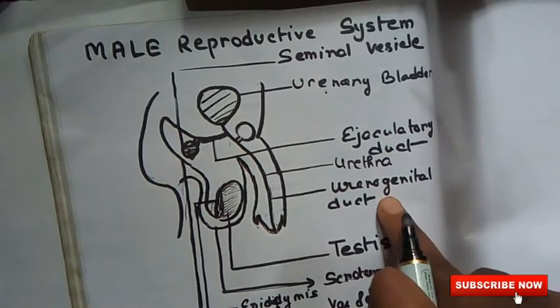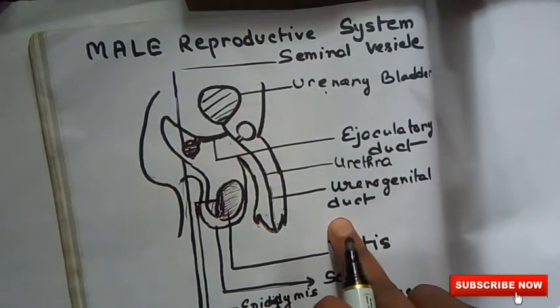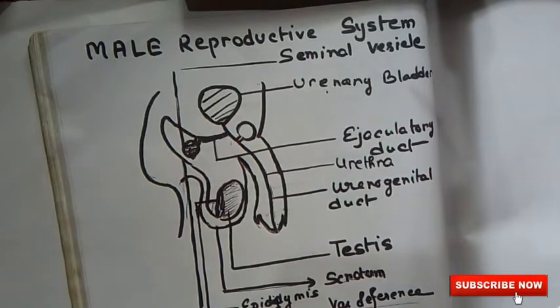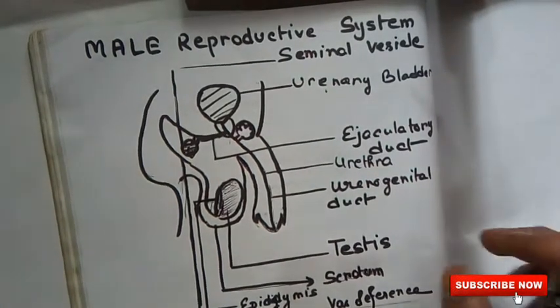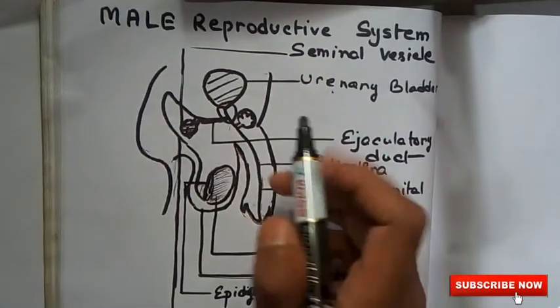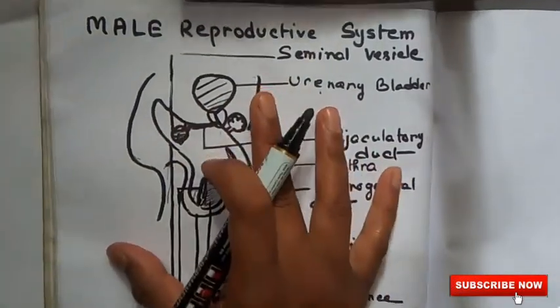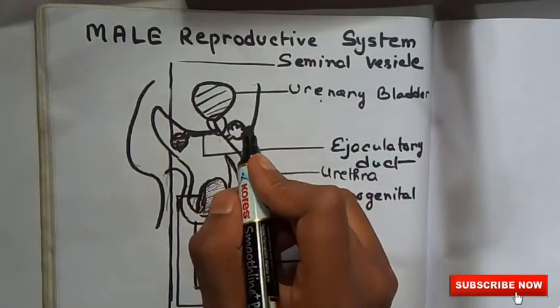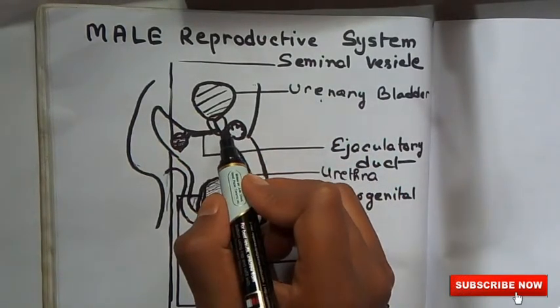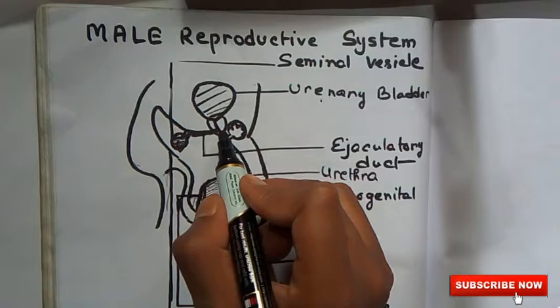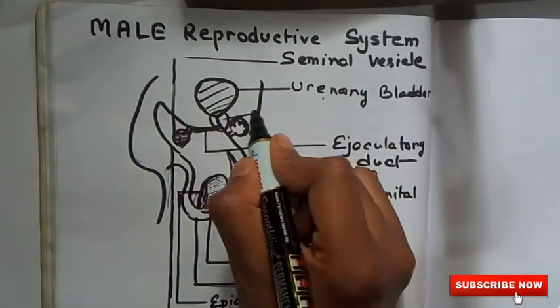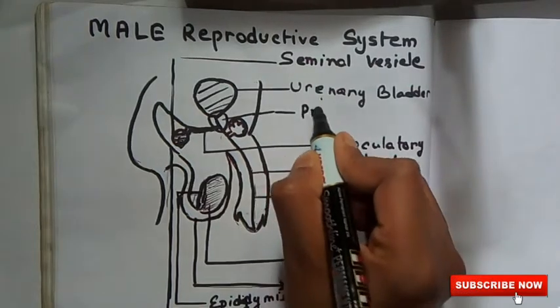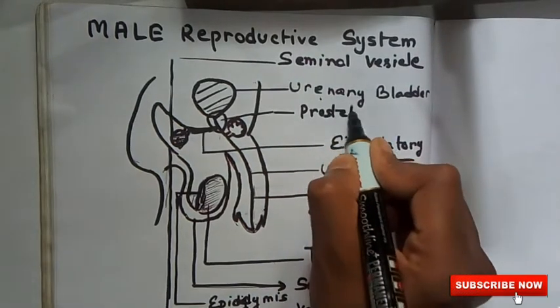There are also two glands present in the male reproductive system. Number one is the prostate gland, and this is the Cowper's glands.